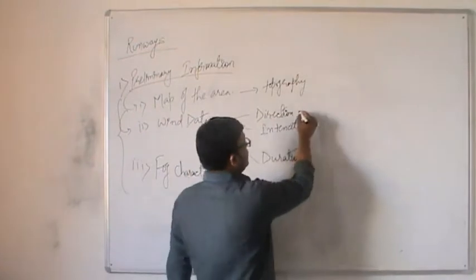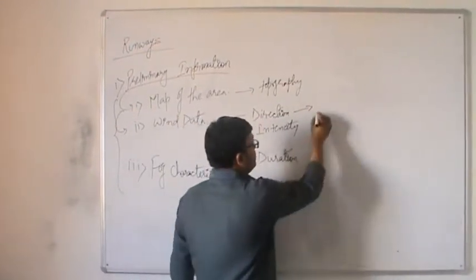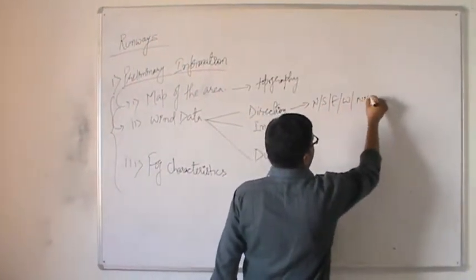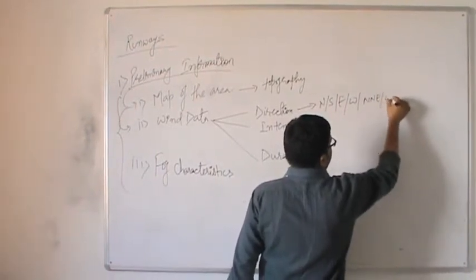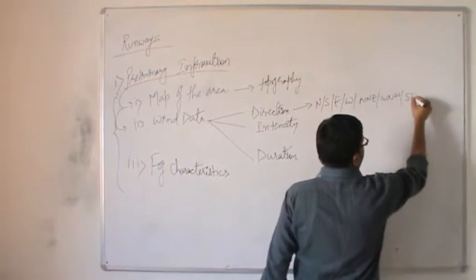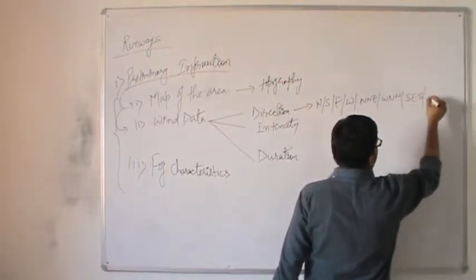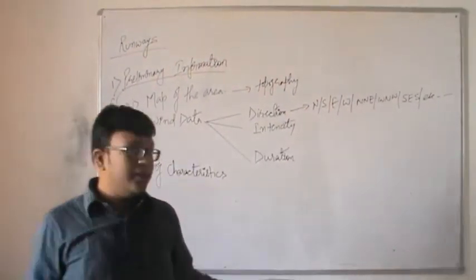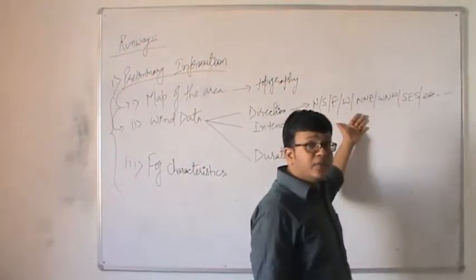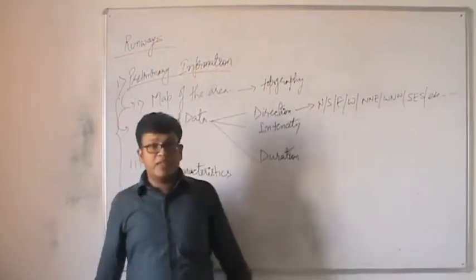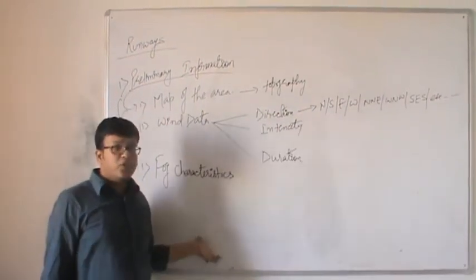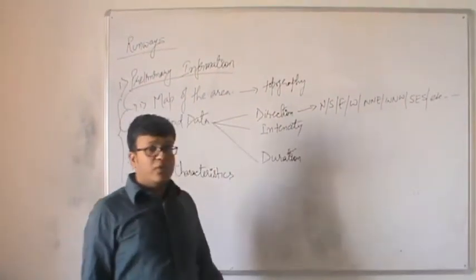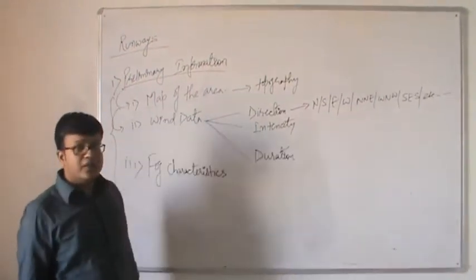What is this direction? This is like north, south, east, west, north-east, north-west, south-east, south-west. Similarly, we generally divide the direction into 16 categories using an angle of 22.5 degrees, which we will learn in the subsequent topic. So these are the directions we want, and we want the direction in 16 ways.